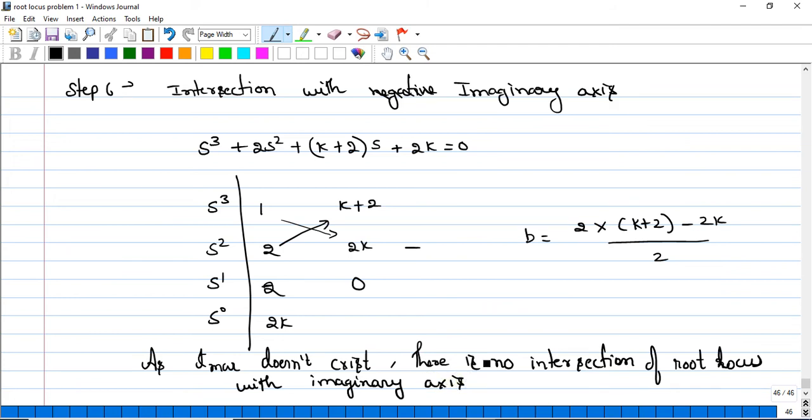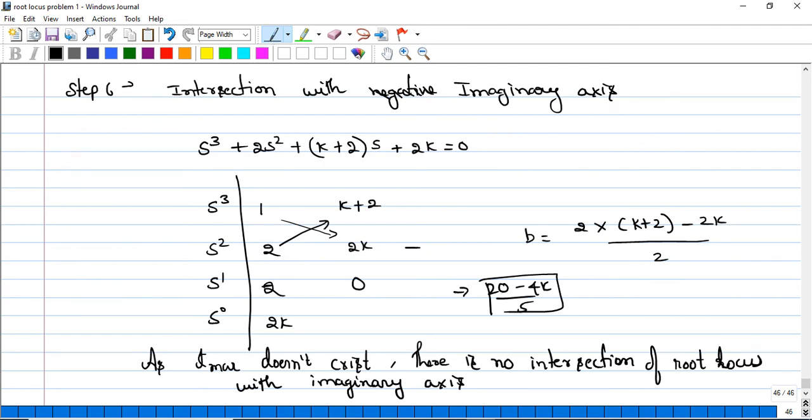In some cases we used to get the form, let me tell you, 20 minus 4k by 5. So what we are doing, we are equating this particular value to 0, then we find the k marginal, and this k marginal is substituted into the auxiliary equation, and we identify the value of s, the intersection. Here we are not having any such form, so we can conclude that there is no intersection of root locus with the imaginary axis. That will be our conclusion.